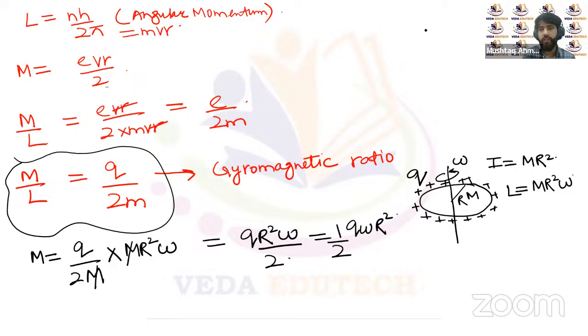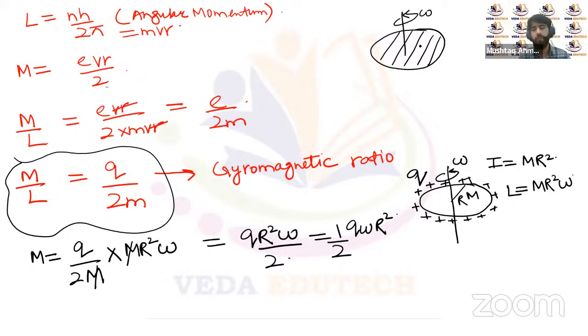Similarly, if we have a disk, let's suppose this is the disk, and this disk is rotating about its central axis with angular velocity omega, having radius r, mass m, and the charge on this disk is q. Now the moment of inertia of this disk about its central axis is mr square upon 2.